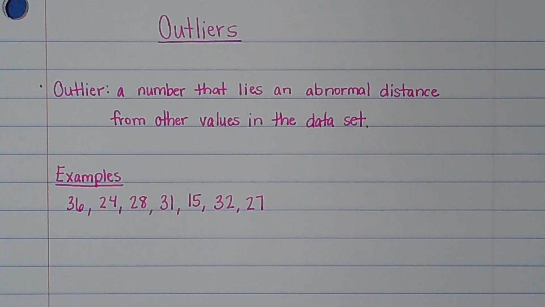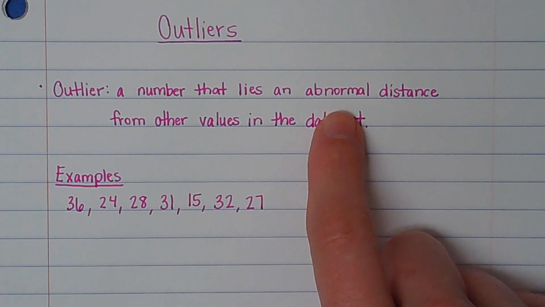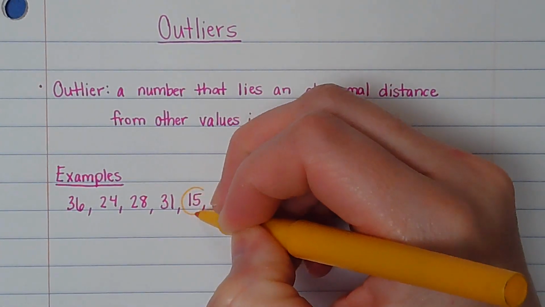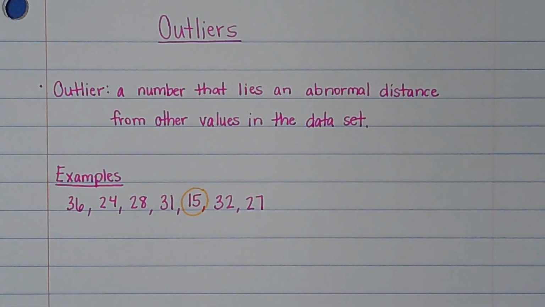All right, one of the questions they might ask you is just simply find the outlier. Which number is an abnormal distance away from the other ones? So which number doesn't really fit with the other ones? And hopefully you're seeing that that's definitely going to be 15. Okay? 15 is much different than the 20s and 30s that you have everywhere else. Okay, so 15 is your outlier.